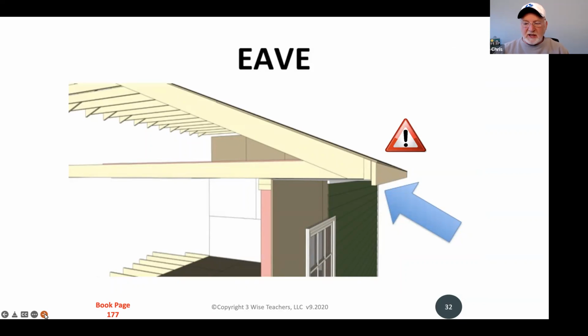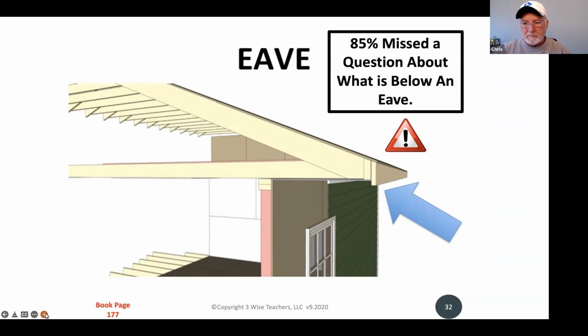All right, again, a little bit of a tough picture here. Fortunately, this is a word that many of you are familiar with. The word eave is simply what a lot of people refer to as the overhang of the house. So you see the side wall there, and then of course you see that the eave actually hangs out beyond the wall. The eave will have multiple components to it, but the overhang itself is what's referred to as the eave. Interestingly enough, there's a note here: 85% missed a question about what is below an eave. So we're going to show you what's below an eave in the next couple of words.